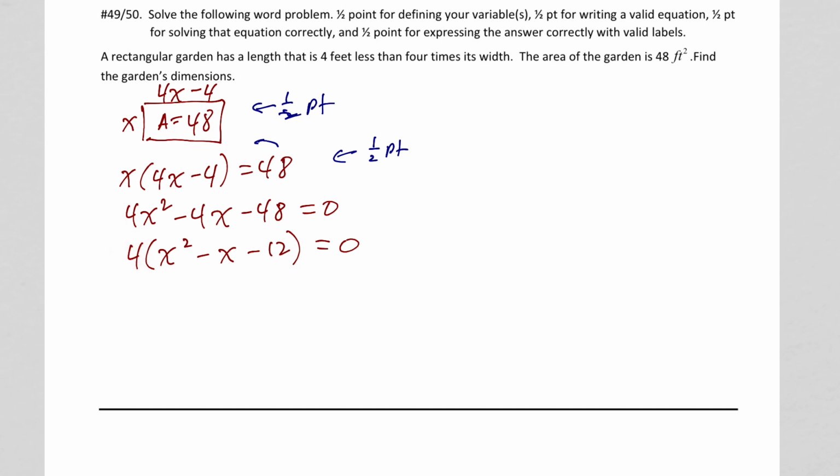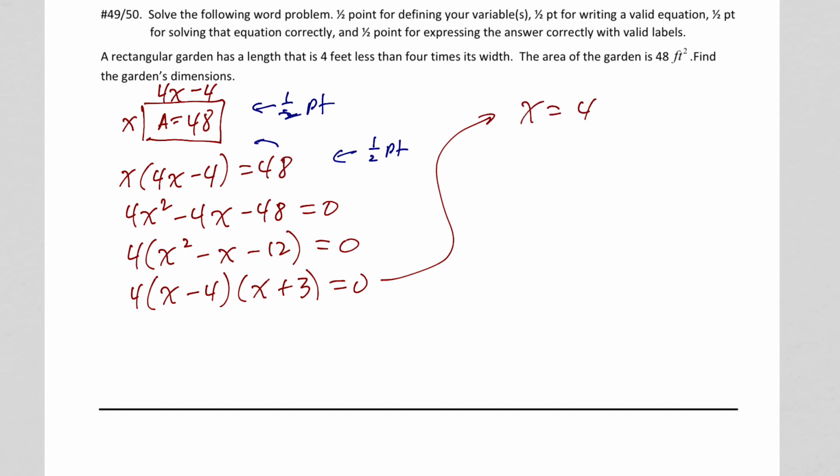This 4 is not going to contribute to the solution, but I need to factor this. So this is going to be x minus 4, x plus 3 equals 0. This tells me x is equal to positive 4 and negative 3. But the x stands for a physical dimension, which can get as small as 0, but it can't go negative. So this doesn't make sense, and I have to throw it out. So now I know that my x is only equal to 4.